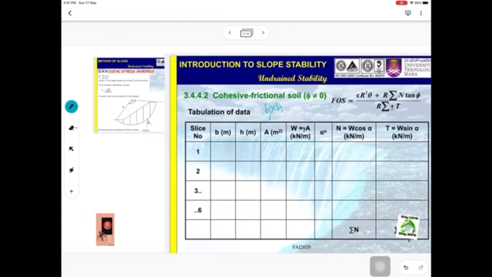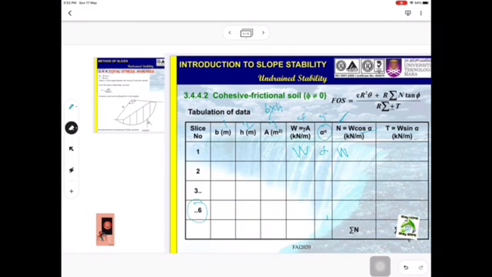And then the new one is the alpha. If you have 6 slices, you must have 6 alpha. Okay, and then the normal force. The normal force is equal to W cos alpha. So each alpha, this is the W, this is the alpha value. This is column 1, 2, 3, 4, 5.